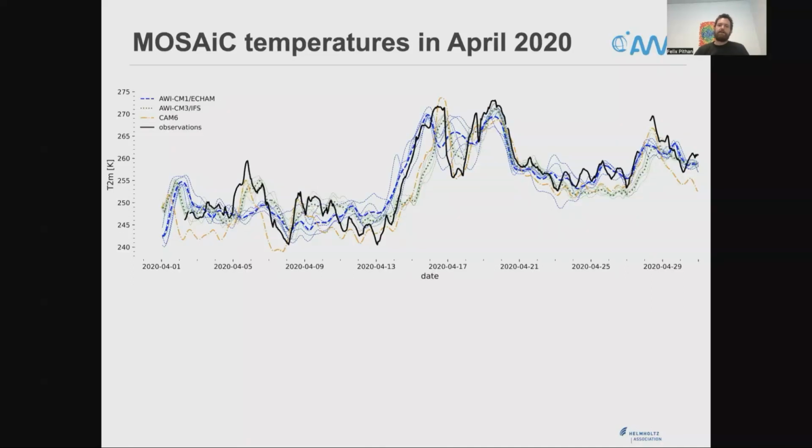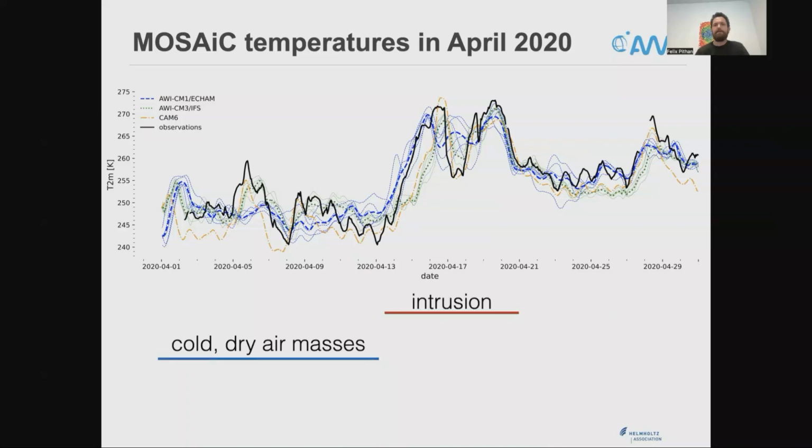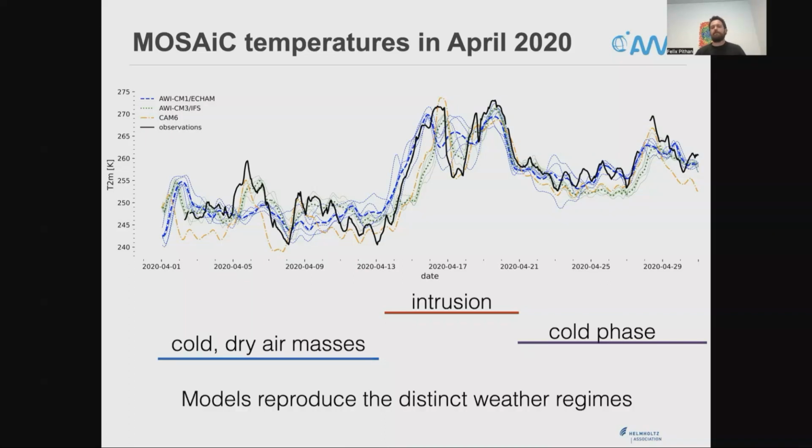This is showing the evolution of temperature over the MOSAiC site in April 2020. I'm sure the graph will look familiar, at least to some of you. We see the cold and dry air masses dominating the site in early April, two moist intrusions arriving in mid-April, and then stabilization of colder temperatures, which are, however, substantially warmer than at the beginning of the month after the warm intrusions. This temperature evolution of the observations from MOSAiC, shown in black, and the different models, shown with the colored lines, shows us that the models really reproduce the distinct weather regimes observed over the site.